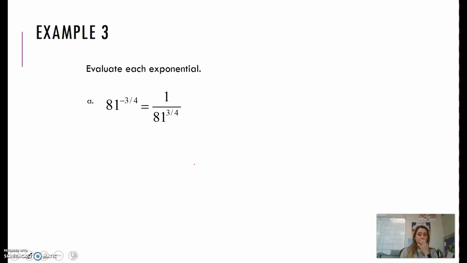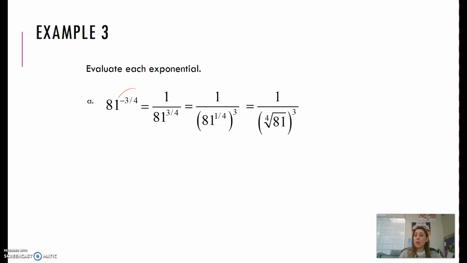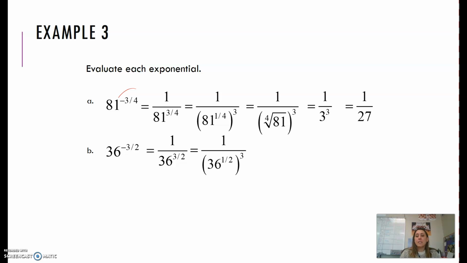All right, so go ahead and get this example in your notes. So because of this negative, we're going to put it in the denominator, and then we're going to rewrite that, right? So we're going to rewrite it as 81 to the 1/4 cubed, which would be the fourth root of 81 cubed. Well, the fourth root of 81 is 3. We get 3 cubed, which is 1 over 27. All right, let's try this one. Well, that's going to be 1 over the square root of 36 cubed, or sorry, here we go. And we get 1 over 6 cubed. 6 cubed is 216, so 1 over 216.